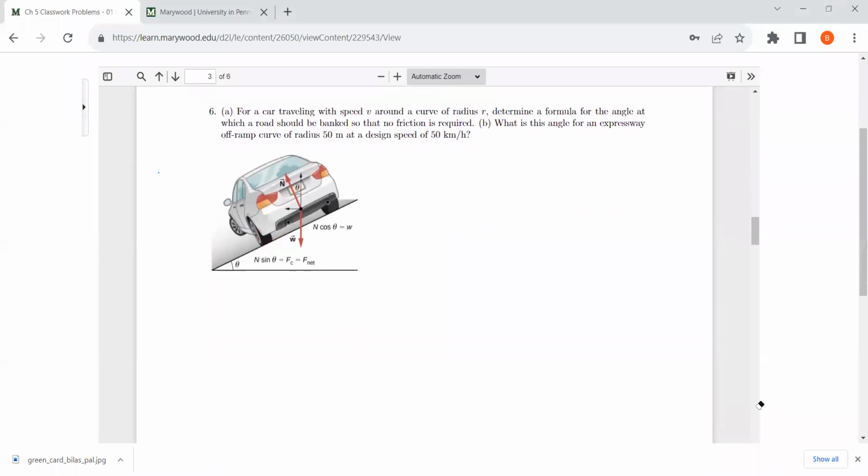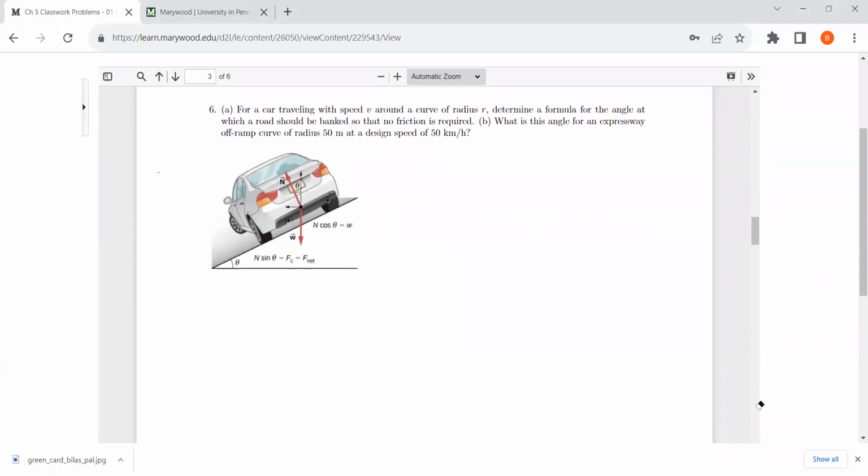Okay, so this one is about the banked highway curve. All right, so what we are given: the velocity v is 50 kilometer per hour. It's better to convert it into meter per second. So v is given as 50 kilometer per hour, and you now know how to convert it.